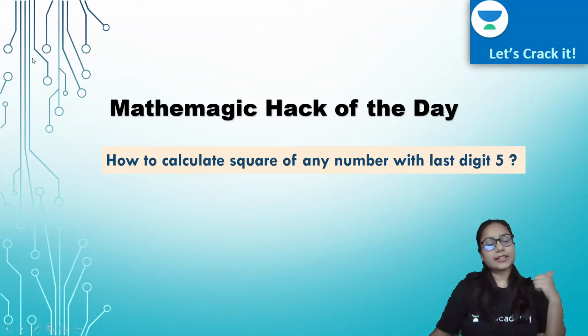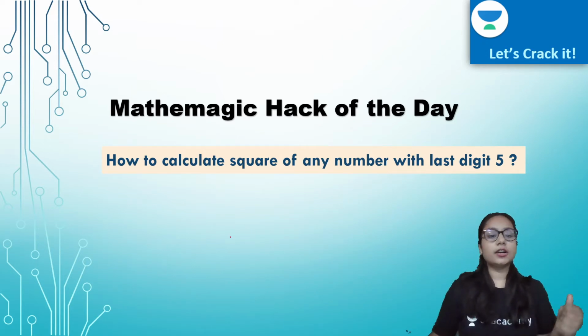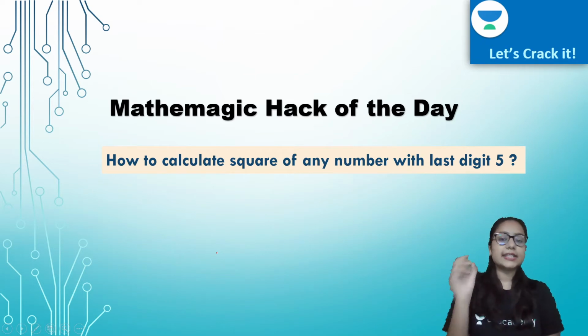So in today's Mathemagic hack of the day, we are going to learn how to calculate the square of any number with last digit 5. Alright, so this is the easiest hack you can have.